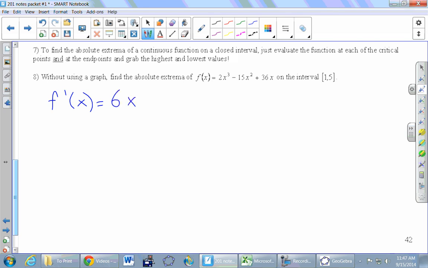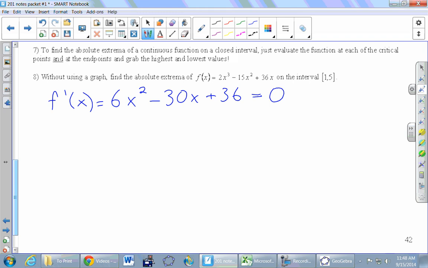x to the 2 is good. And then the same thing happens with the 15x squared. 15 is hanging out waiting for what number? The 2. And they multiply and give negative 30x. Plus 36x, what's the derivative there? It's 36. So that's our derivative. It's something we're going to do over and over this semester: take a derivative and set it equal to 0, because places where the graph is horizontal are good candidates for maxes and mins.